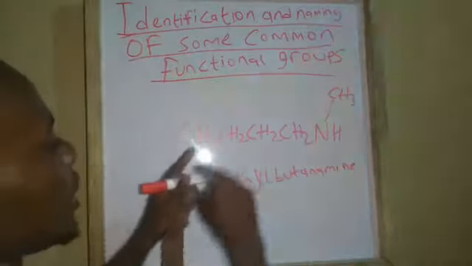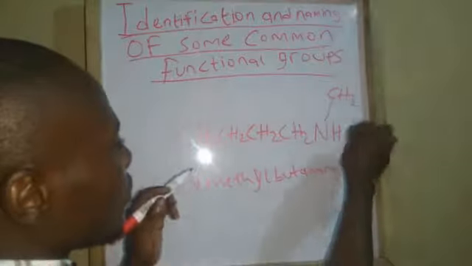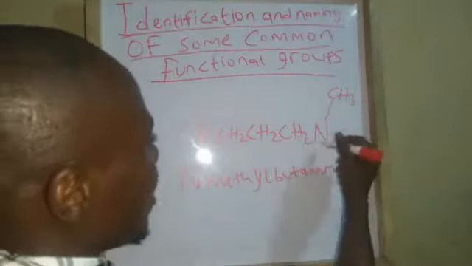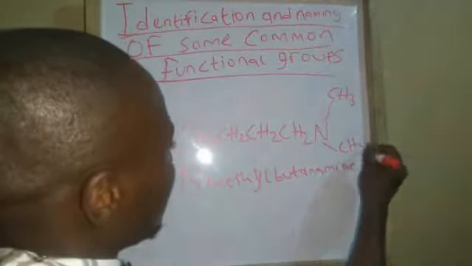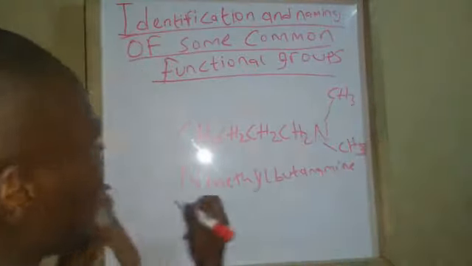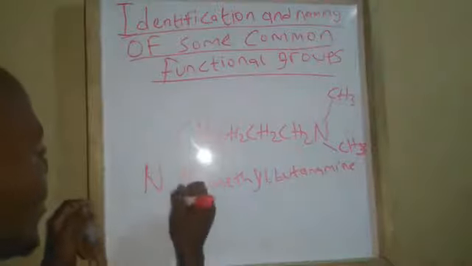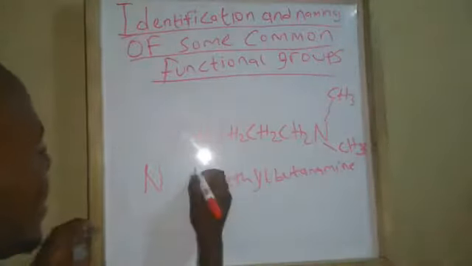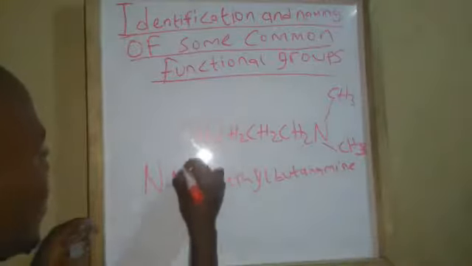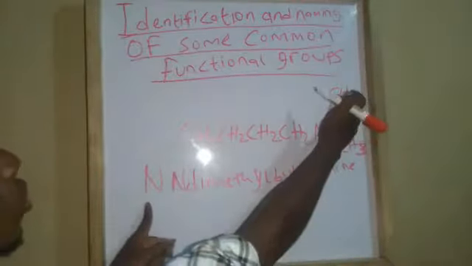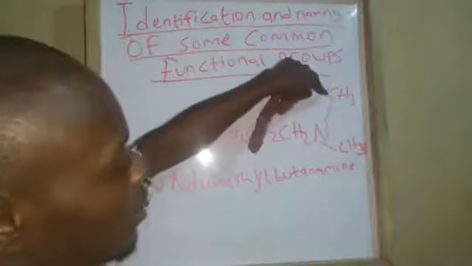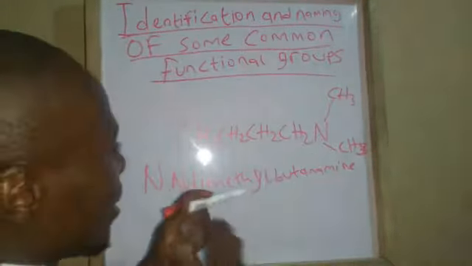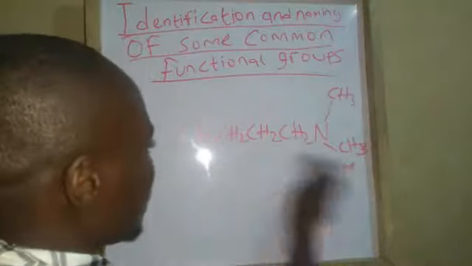Now let's move to this one. In a situation where the other H has also been removed, we have CH3 replacing it totally. Are you getting it? In this case it will be N,N. The new name will have N,N to show that the methyl appears two times, then dimethyl butanamide.